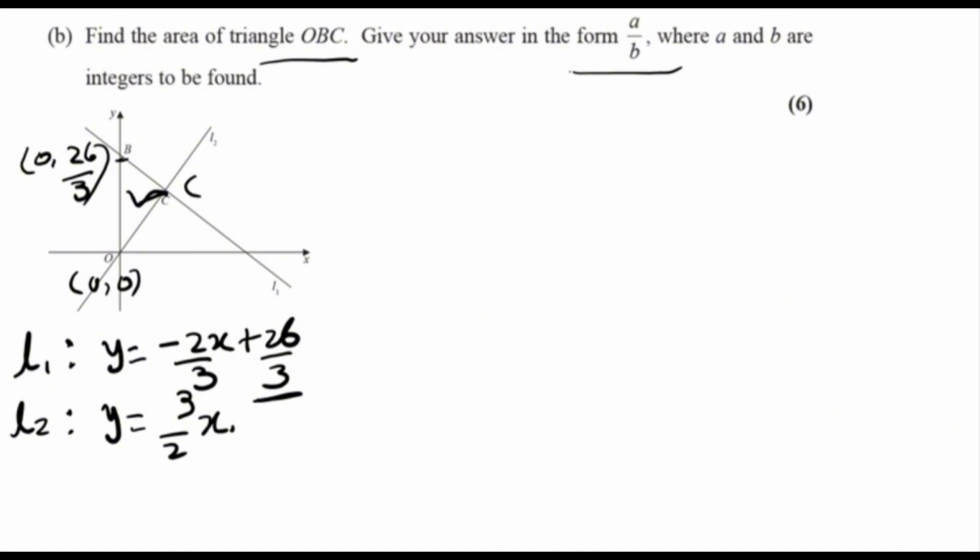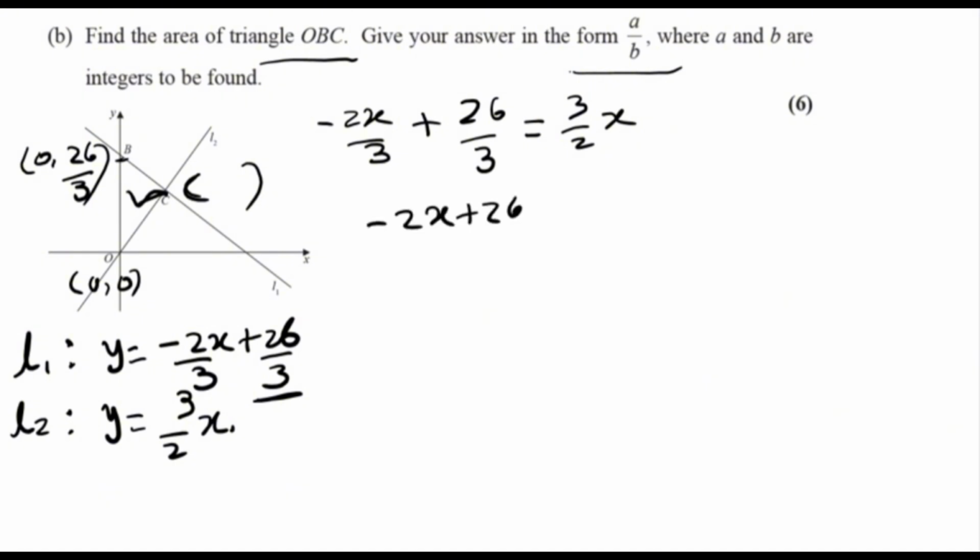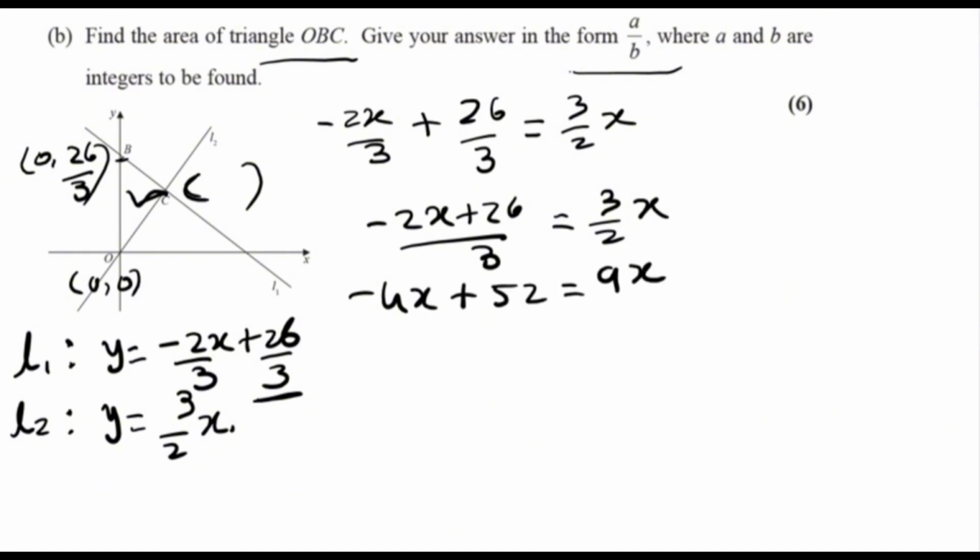And to find the coordinate of C, we have to equate this to the line equation. So that will give me the coordinate of this point C. Now for that, I can write minus 2x/3 plus 26/3 equal to 3/2 x. To simplify it, I can do the cross multiplication. So minus 4x plus 52 is equal to 9x.